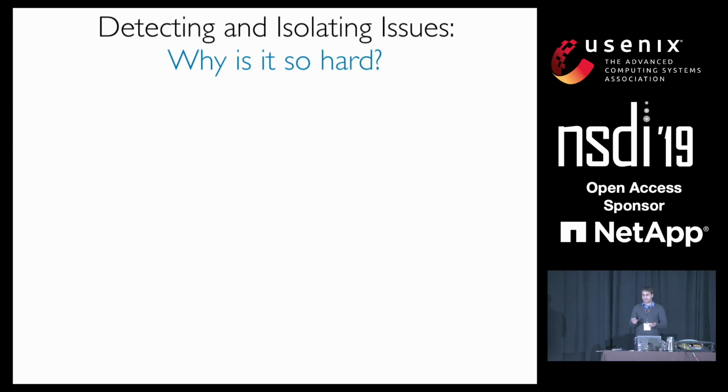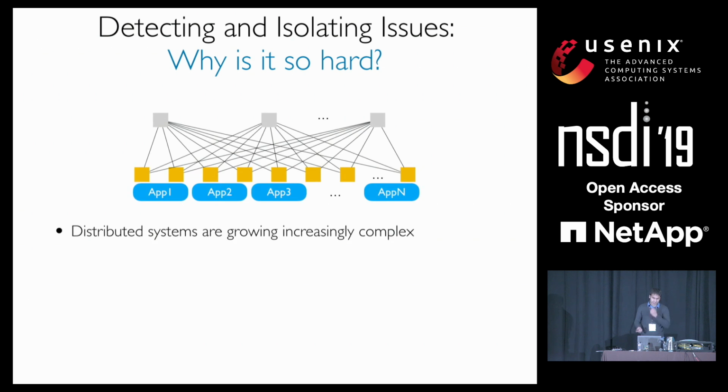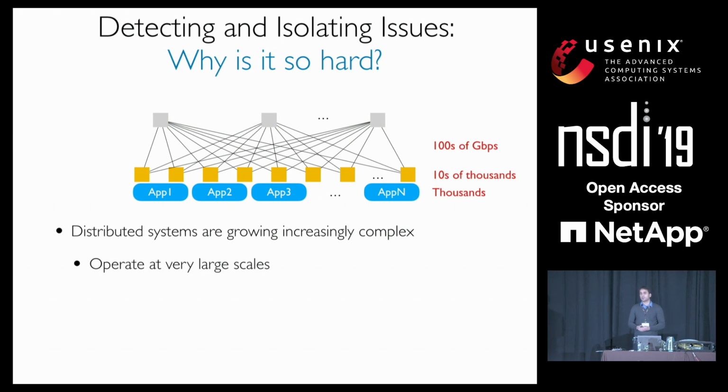So just like detecting and diagnosing health problems in humans can be pretty challenging, detecting and isolating issues in distributed systems can be pretty challenging too. And the main reason behind this is the increasing complexity of distributed systems. First, these systems operate at massive scales with thousands of applications spanning tens of thousands of servers, communicating at hundreds of gigabits per second. And at such massive scales, even relatively simple problems can be very hard to isolate and find out what actually went wrong.